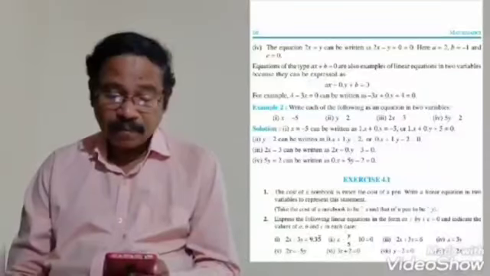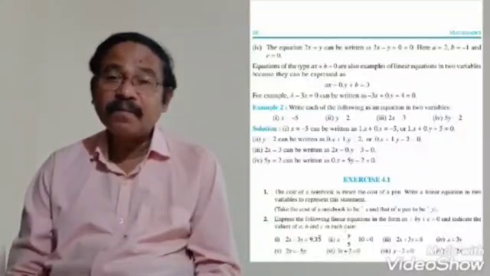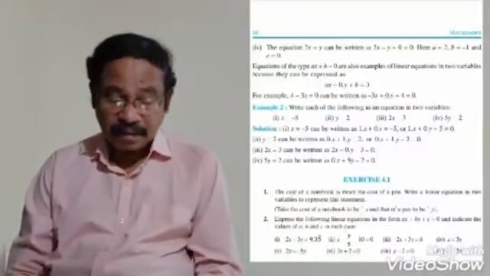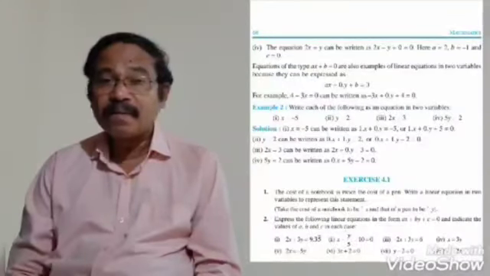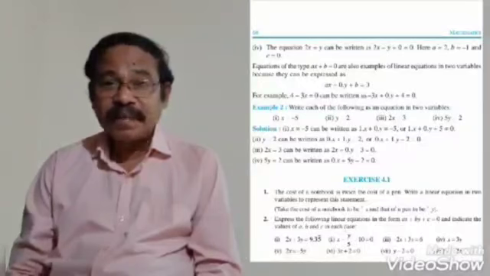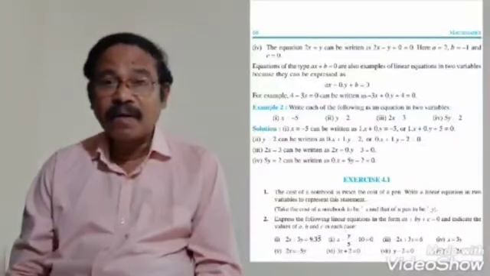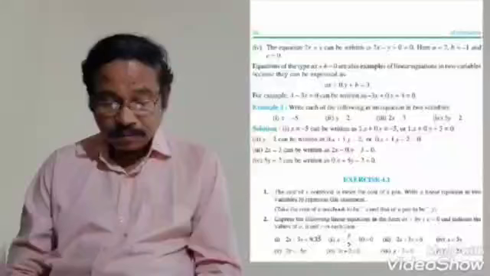Okay. Next question, fourth question, x is equal to 3y. So the equation can be written as x minus 3y plus 0 is equal to 0. a is equal to 1, b is equal to minus 3 and c is equal to 0. And the remaining questions you do as homework.